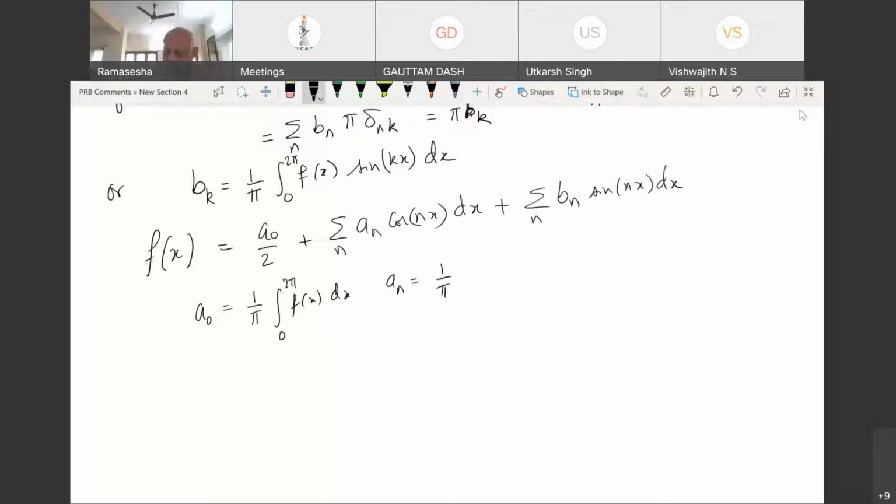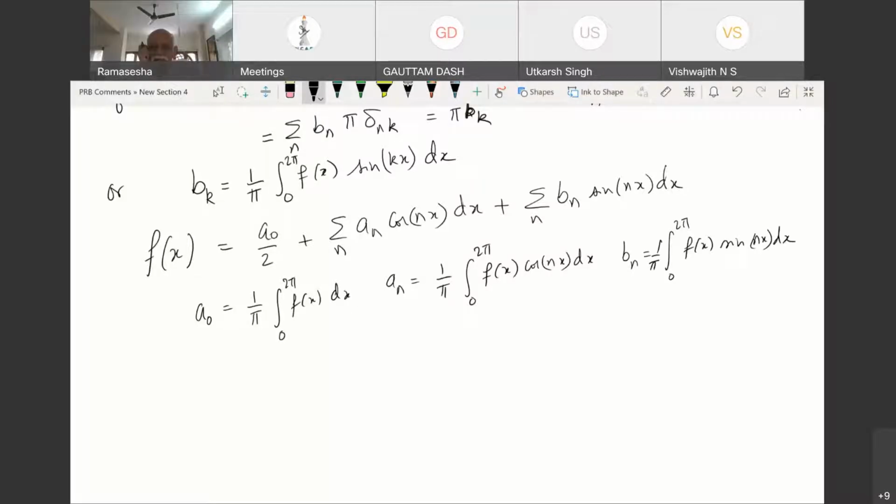Okay. Any questions so far? A very simple expansion of a periodic function between 0 and 2 pi in terms of cosine functions and sine functions with integer times the argument of the function. Any questions? No, sir. So I'll proceed.